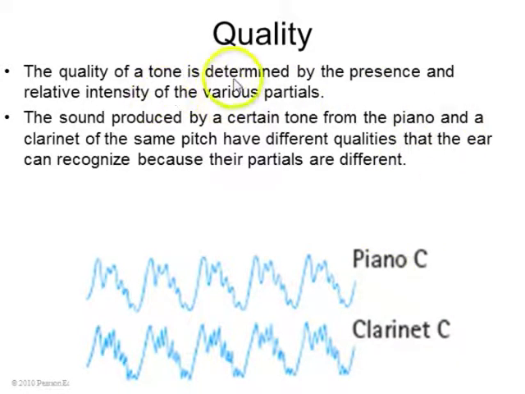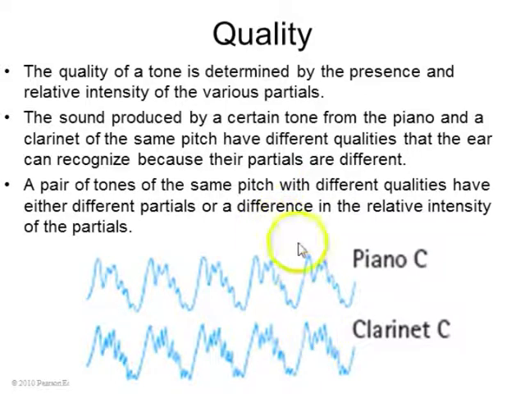So all these partials, the presence of the partials and the relative intensities of the partials determine the quality of the sound. And so the reason a piano and a clarinet sound different is because they have either different partials or different relative intensities of these partials. And when you add them all up, you get these different shaped wavefronts, or different shaped pressure versus time graphs for a piano and a clarinet.